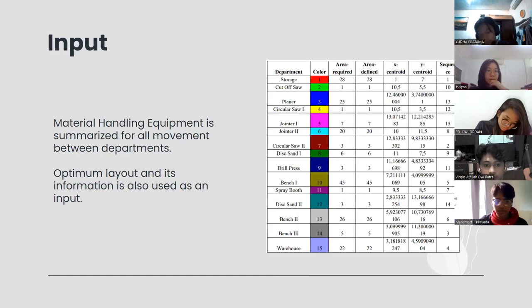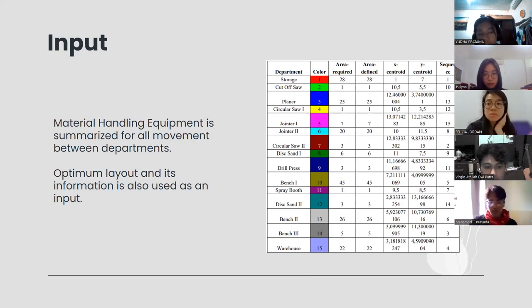So the next is input. The material handling equipment is the summary for all movement between departments in the optimum layout. This information is also used and input in the figure. So the department information details are each department's color, area required, area defined, etc., y sector, and sequence.